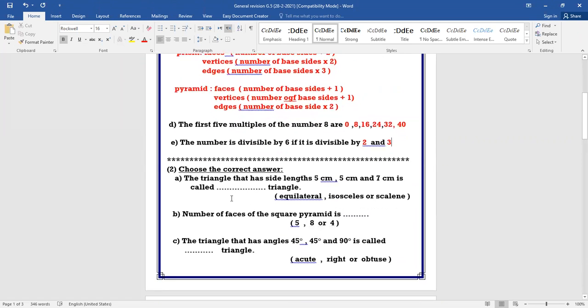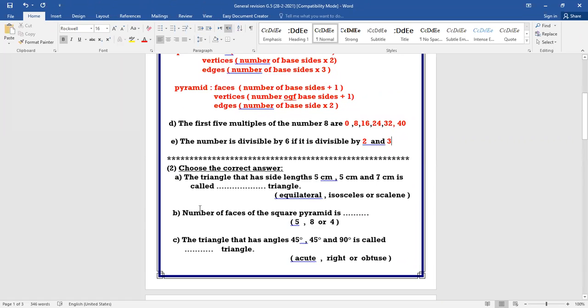Okay, Kenzie, choose the correct answer. The triangle that has sides 5 centimeters, 5 centimeters, and 7 centimeters. What is the kind of it? Isosceles triangle. We have two equal sides here.